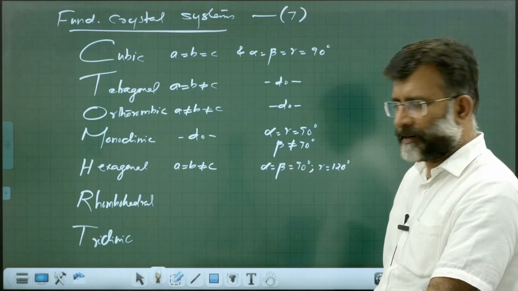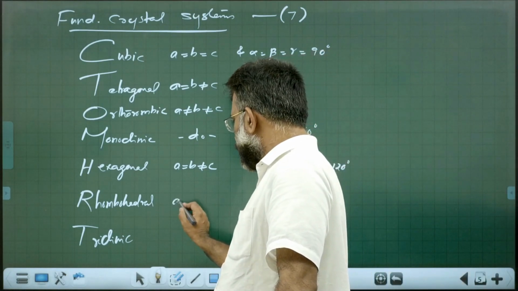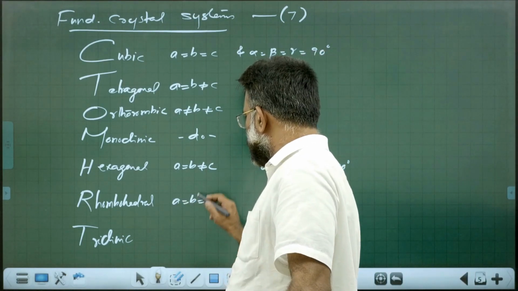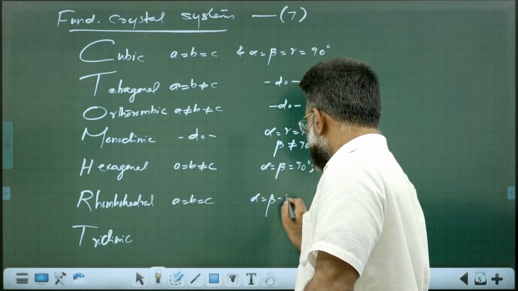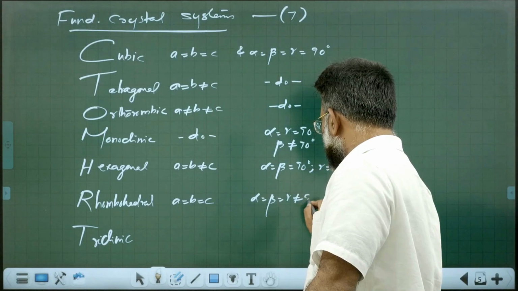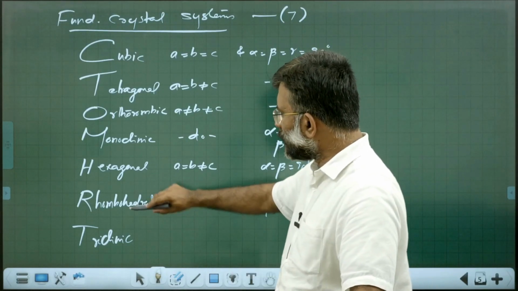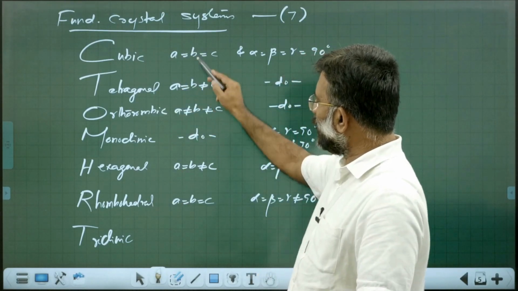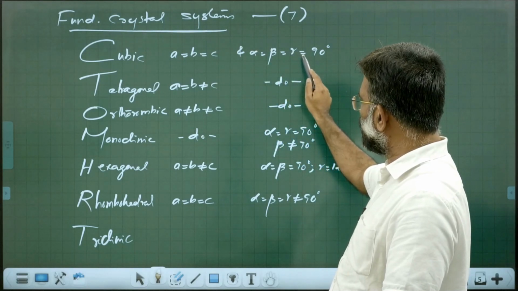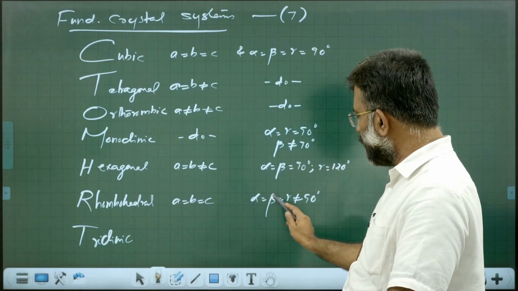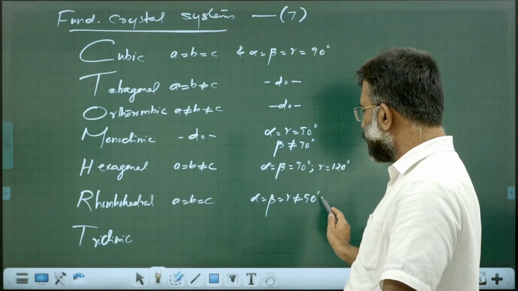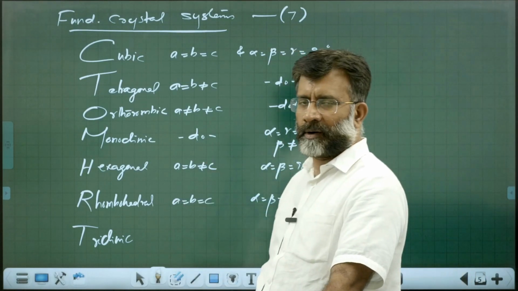That is hexagonal system. While rhombohedral, it is A equal to B equal to C, while alpha equal to beta equal to gamma, but not equal to 90 degree. You can memorize this with this: A equal to B equal to C, alpha, beta, gamma equal to 90 is cubic, while A equal to B equal to C, alpha, beta, gamma equal but not 90 degree, that is rhombohedral or trigonal system.